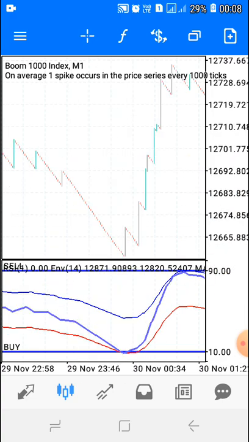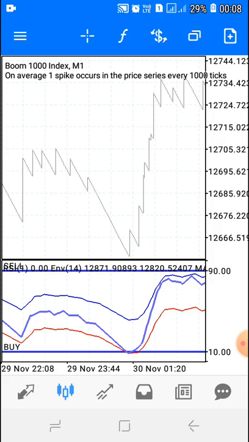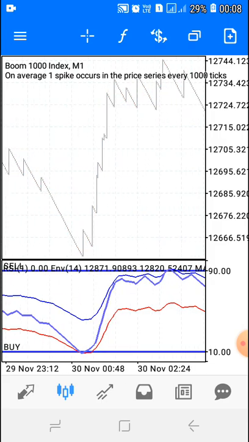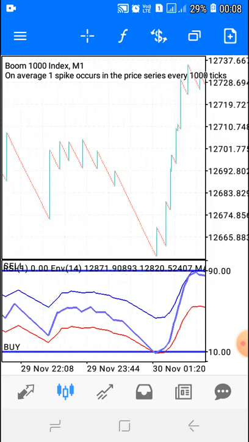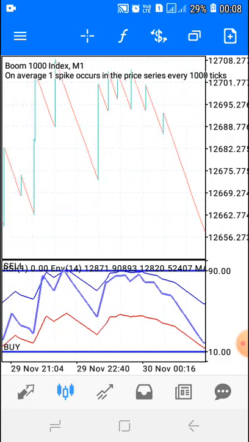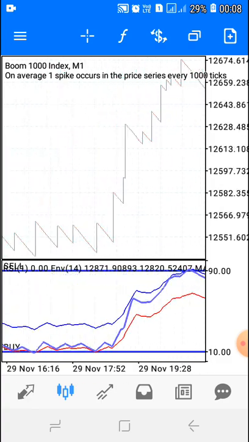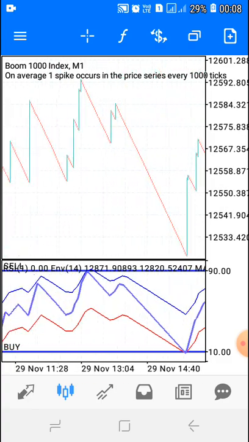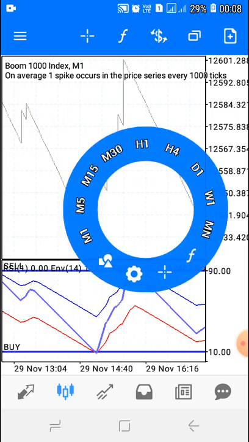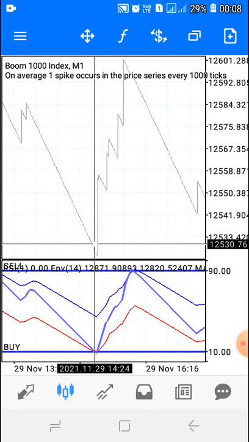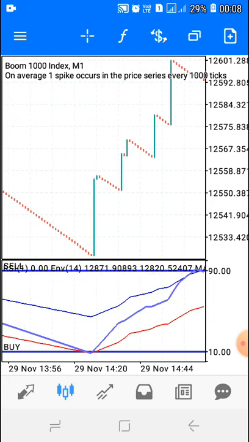Let me just zoom in. So the first thing you want to do is check if your moving average and envelopes are at the 10 level. You want to drag the screen. That thing did move, so that's not the entry. Here's the entry. Check this out. You can see over here, it did spike up.